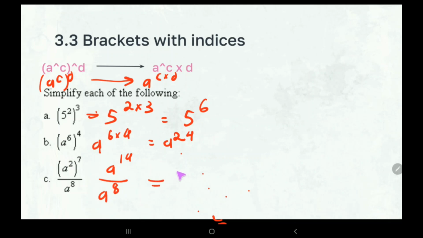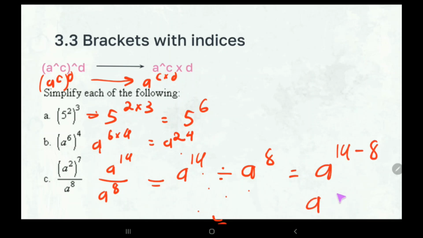Okay, so in this example, over means division, so it will be just the same as the division symbol, so a to the power of 14 divided by a to the power of 8, which is the same as a to the power of 14 minus 8. So it will be a to the power of 6.